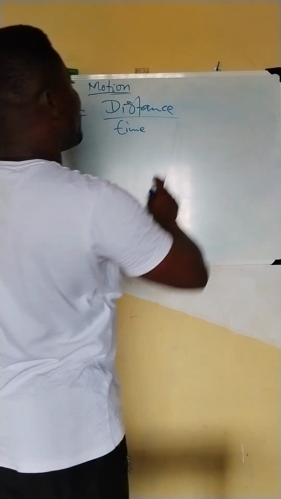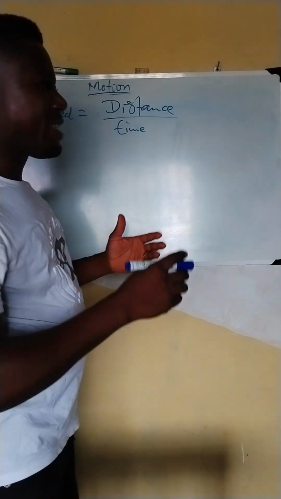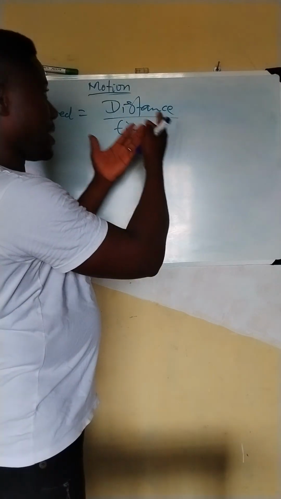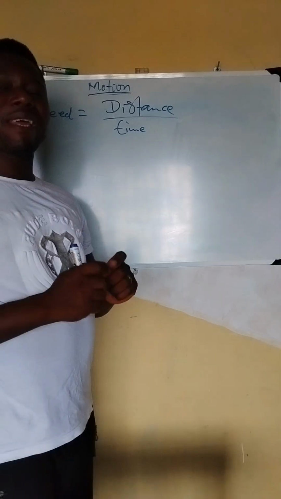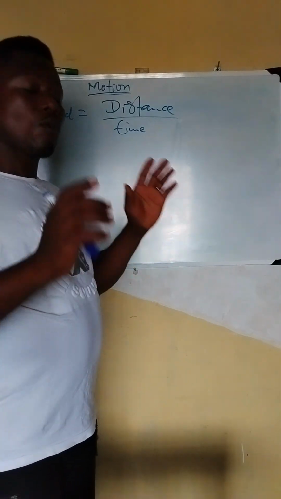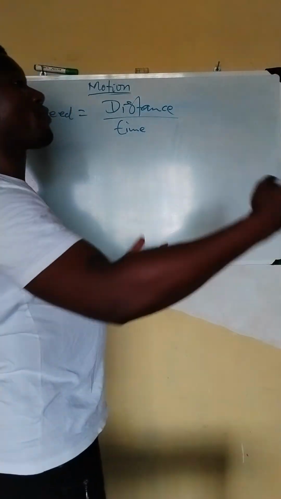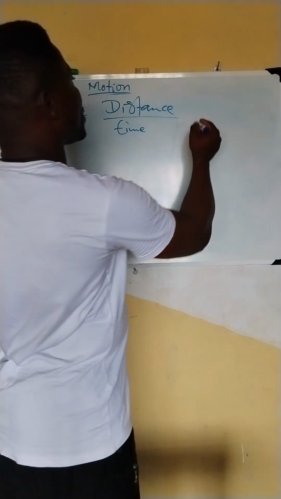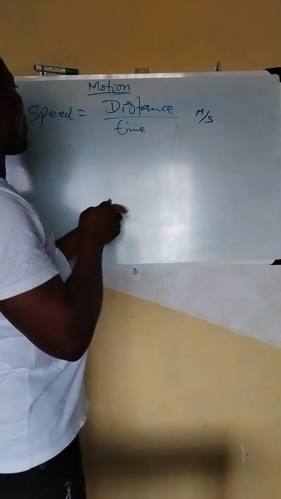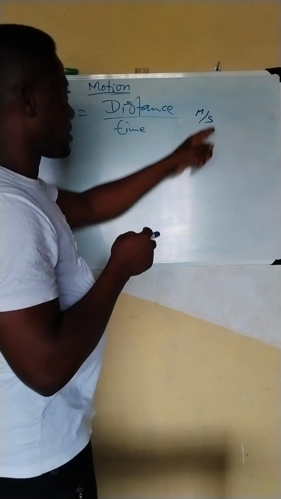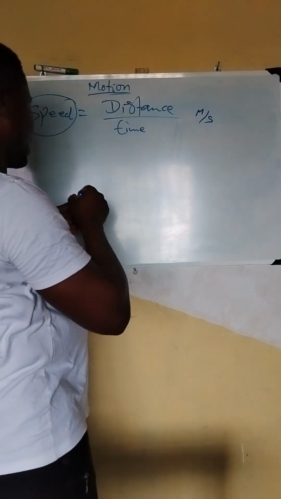Now this speed is measured in what? Meters per second. I told you that if you understand the basic units of each of these quantities, it will be very easy for you to understand the unit of a particular quantity you are talking about, because we have the fundamental unit and we also have the derived unit. Distance is measured in meters and time is measured in seconds. So the unit of speed here is what? Meters per second.